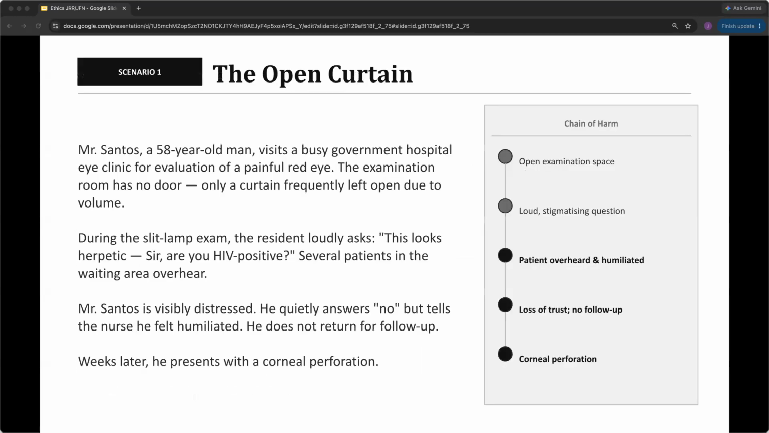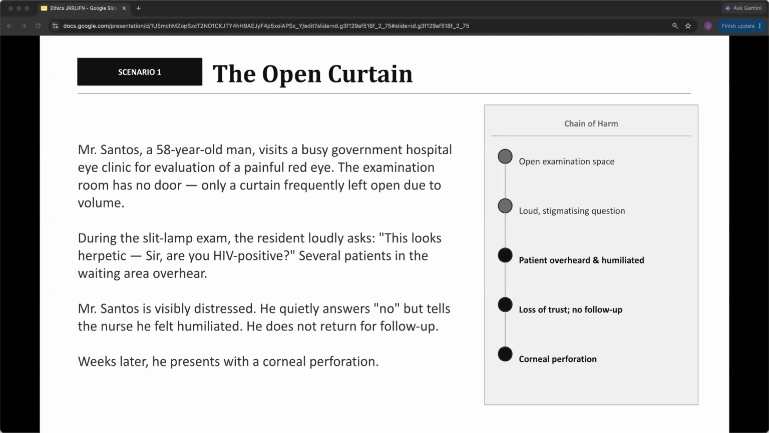So looking at our first case, we have Mr. Santos, a 58-year-old patient, presenting to a busy government eye clinic with a painful red eye. The clinic is crowded and the examination area is separated from the waiting area only by a curtain that is often left open. During the slit lamp examination, the resident notes findings suggestive of herpetic keratitis. Without ensuring privacy, he asks loudly, "Sir, are you HIV positive?" And several patients in the waiting area overhear the conversation. Mr. Santos appears embarrassed and later tells the nurse that he felt humiliated. He does not return for follow-up.